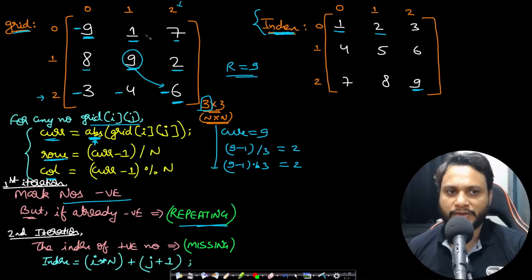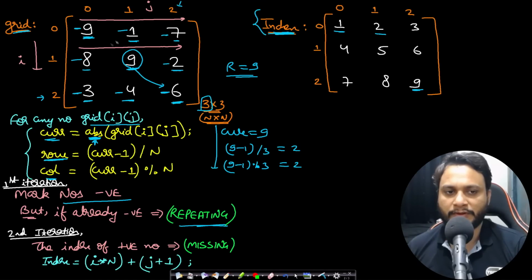So we will be going to this 2, mark this as negative, going to this 3 and mark this as negative, going to this 4, mark this as negative, going to this 6 and mark this as negative as well. Now we have marked all the numbers negative. In the second iteration, what I will be doing is iterate through all the rows and columns one by one. So we can use an I for the row and the J for the column.